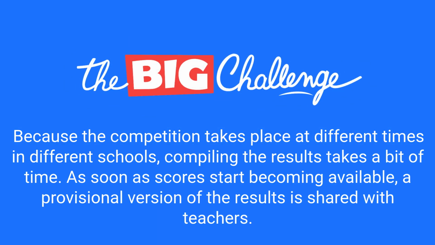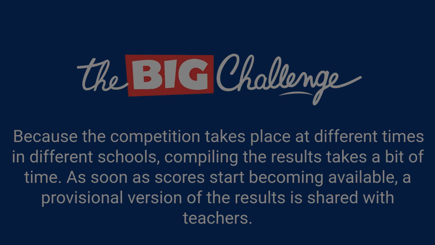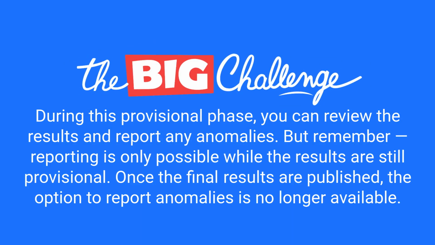Because the competition takes place at different times in different schools, compiling the results takes a bit of time. As soon as scores start becoming available, a provisional version of the results is shared with teachers. During this provisional phase, you can review the results and report any anomalies. But remember, reporting is only possible while the results are still provisional. Once the final results are published, the option to report anomalies is no longer available.